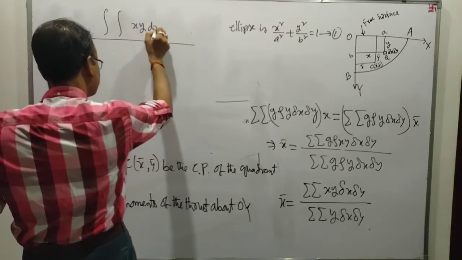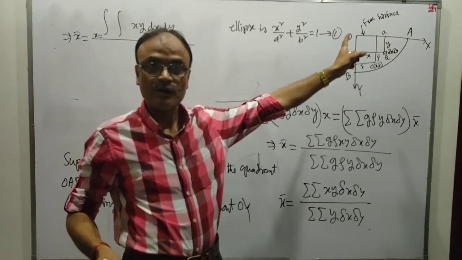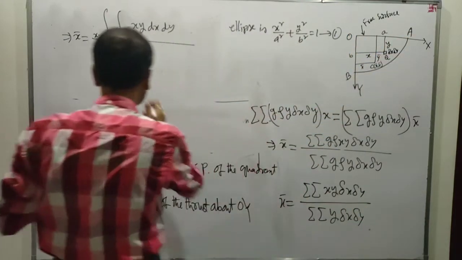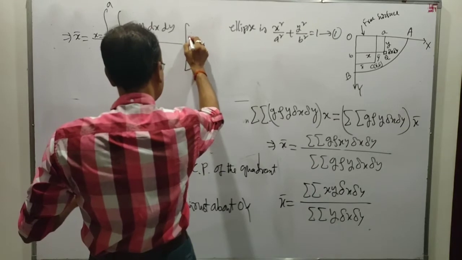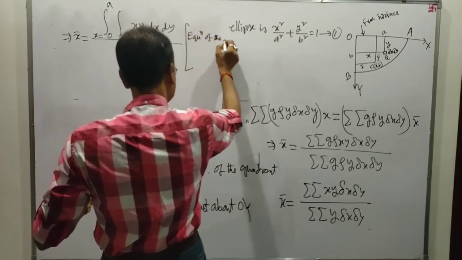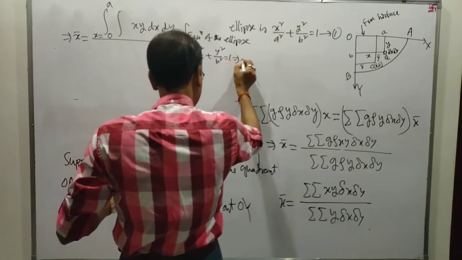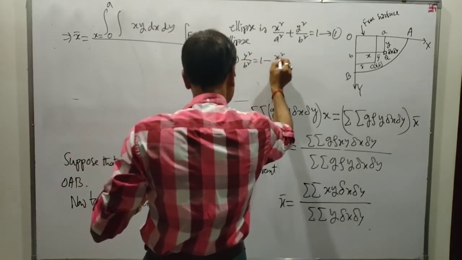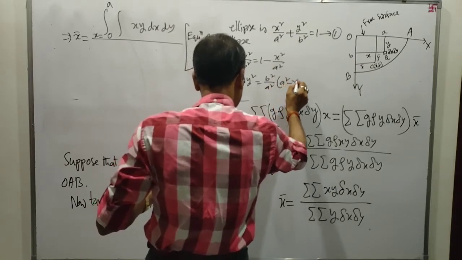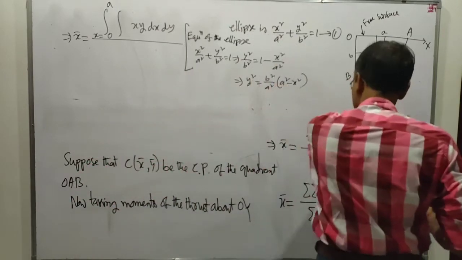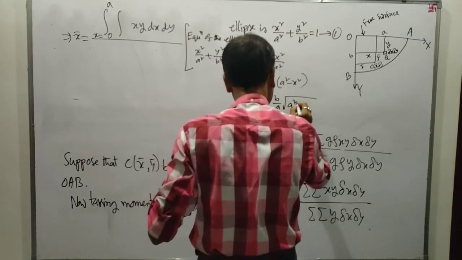Here x will be equal to 0 to a, and y will be equal to... Here is the equation of the ellipse. I am writing the equation of the ellipse: x square by a square plus y square by b square equal to 1. This means y square by b square is equal to 1 minus x square by a square, so y square equals b square by a square into (a square minus x square). This means y equals b by a root of (a square minus x square).